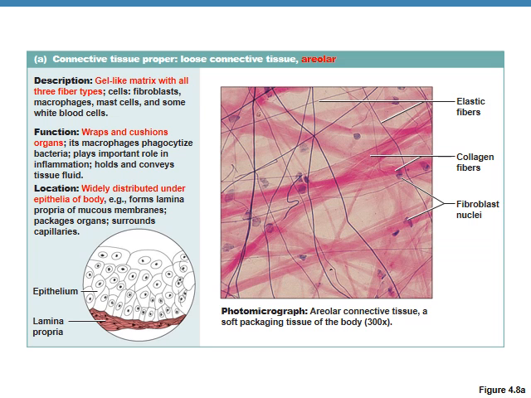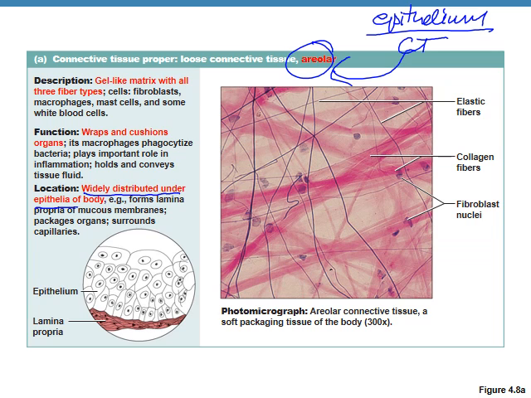So here's the first connective tissue. This is loose connective tissue, and this is called areolar. And if you remember, we said wherever there's epithelium, directly underneath it is going to be connective tissue. Well, this is the connective tissue. So areolar connective tissue is widely distributed under the epithelia of the body.